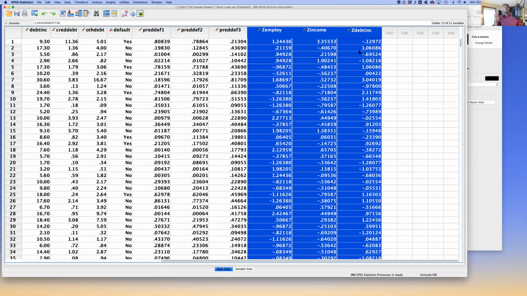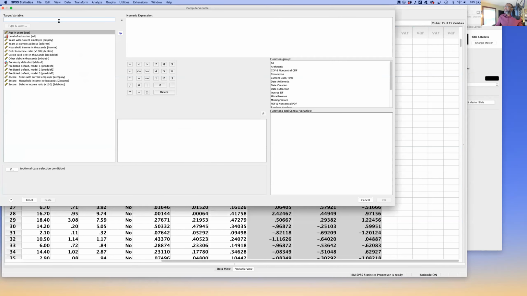So what I want to do now is, again, create this variable called creditworthiness. So I'm going to go to transform. I'm going to go to compute variable. And I am going to call this variable credit worthiness. If I misspelled it, forgive me. I'm not the best speller in the world.